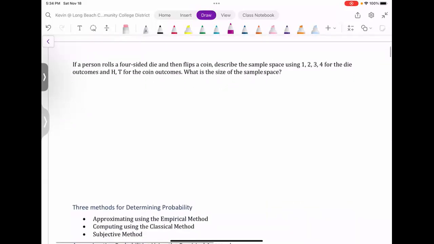So we're going to do another one here. If a person rolls a 4-sided die and then flips a coin, describe the sample space using 1, 2, 3, 4 for the die outcomes and H, T for the coin outcomes, meaning heads or tails. And then what is the size of the sample space?